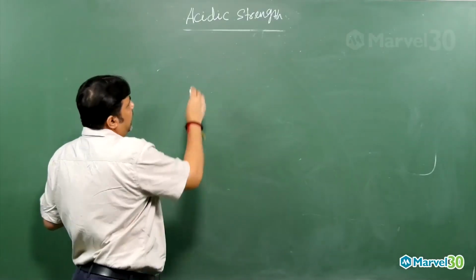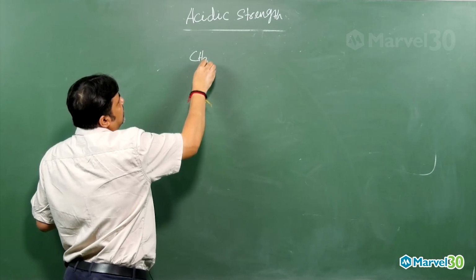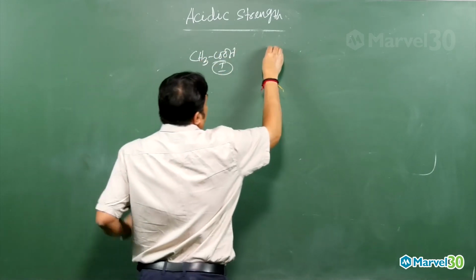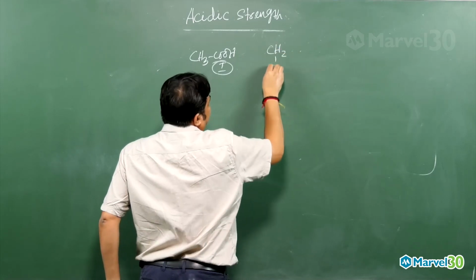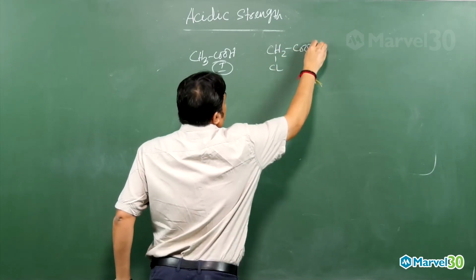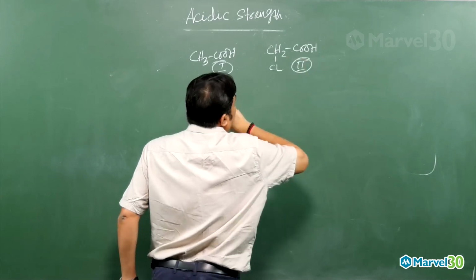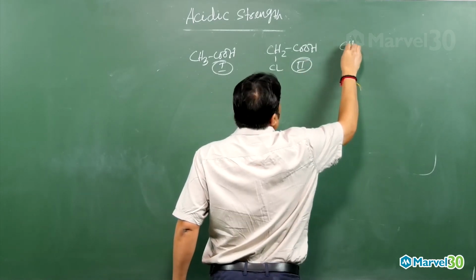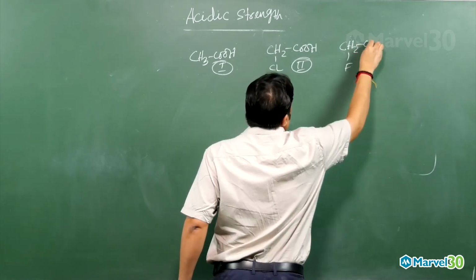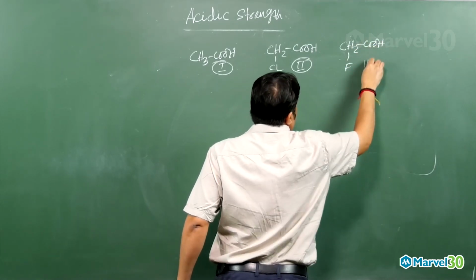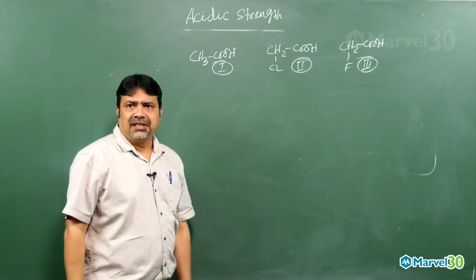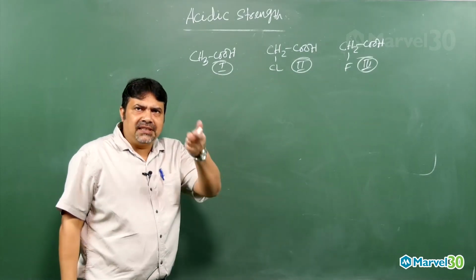Suppose they are giving acetic acid, this is structure 1. Suppose they are giving chloroacetic acid, and this is structure 2, and then they are giving fluoroacetic acid, and this is structure 3. Now they are asking what will be the acidity order.